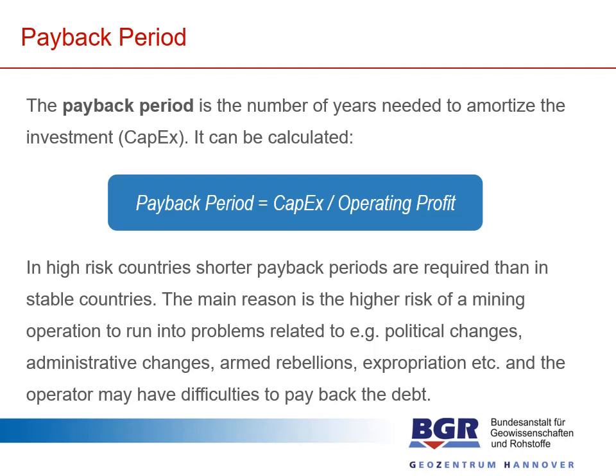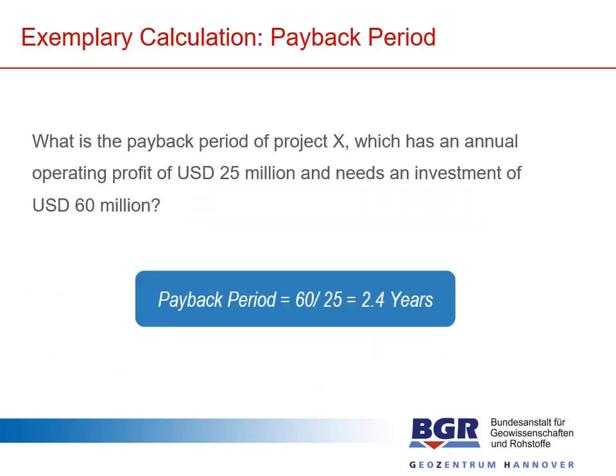If you are in a stable country, the payback period is not necessarily very short. It should be as short as possible, of course, but the necessity is not as big. This is a simple example of how to calculate the payback period. So if you have invested $60 million and you have an annual operating margin of $25 million, you simply have to divide 60 by 25 and it's 2.5 years. So this would be the payback period as a very simple example.